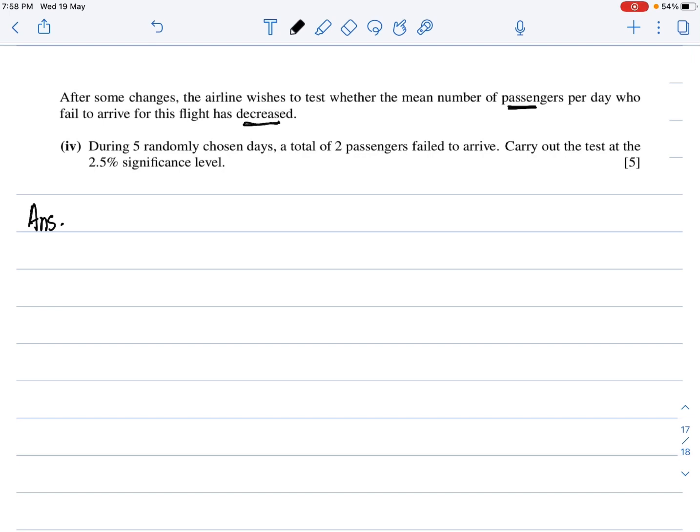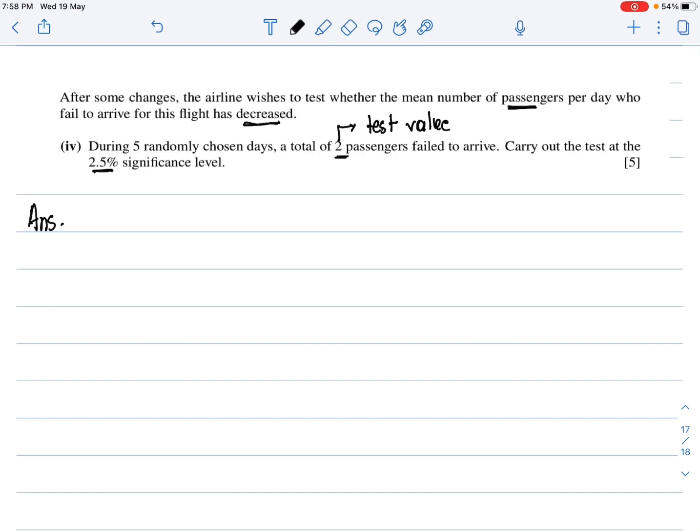So they choose randomly 5 days, okay, 5 random days and 2 passengers. That suggests that this is my test value, and they carry out the test at 2.5 significance level.